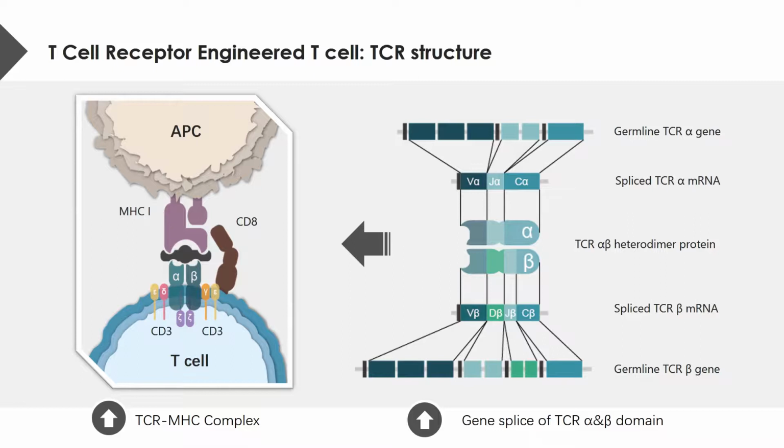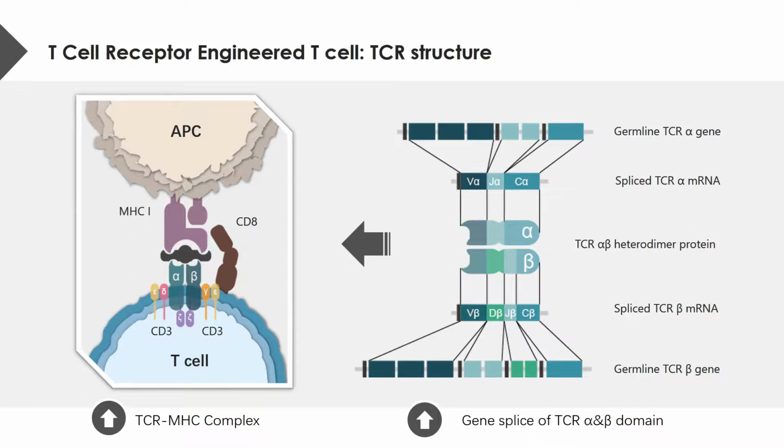TCR is not just a single protein but a protein complex consisting of a group of membrane proteins including TCR alpha and beta as antigen recognition domain, CD3 gamma, epsilon, delta and zeta as signal transduction domain. The TCR alpha and beta domains are translated from spliced TCR alpha and beta mRNA which derives from the germline TCR alpha and beta genes respectively, and form a heterodimer. The anti-tumor specificity of T-cell is mainly determined by this heterodimer receptor.